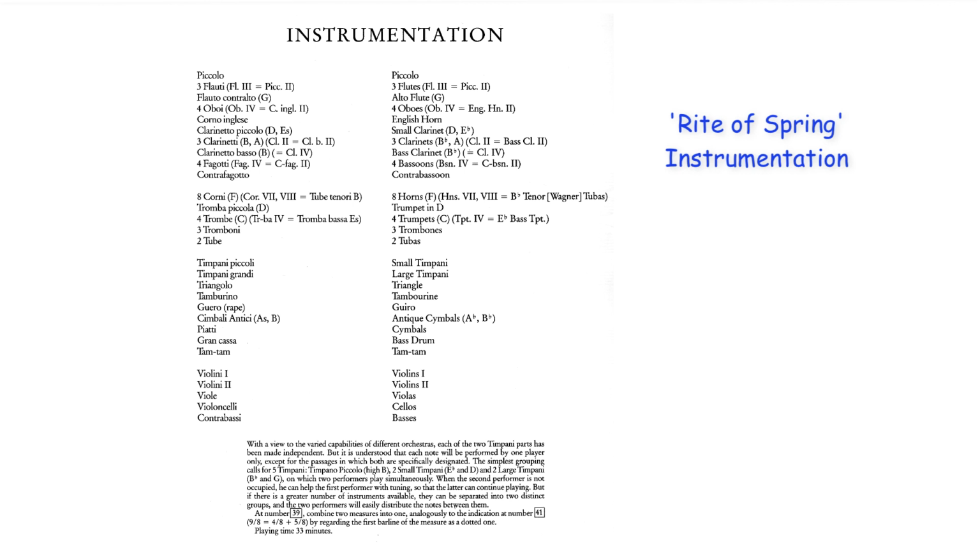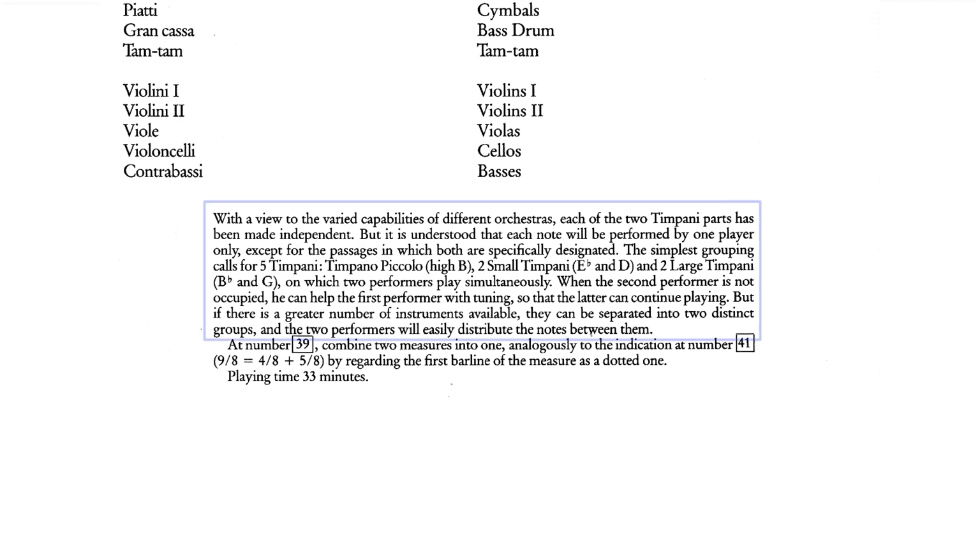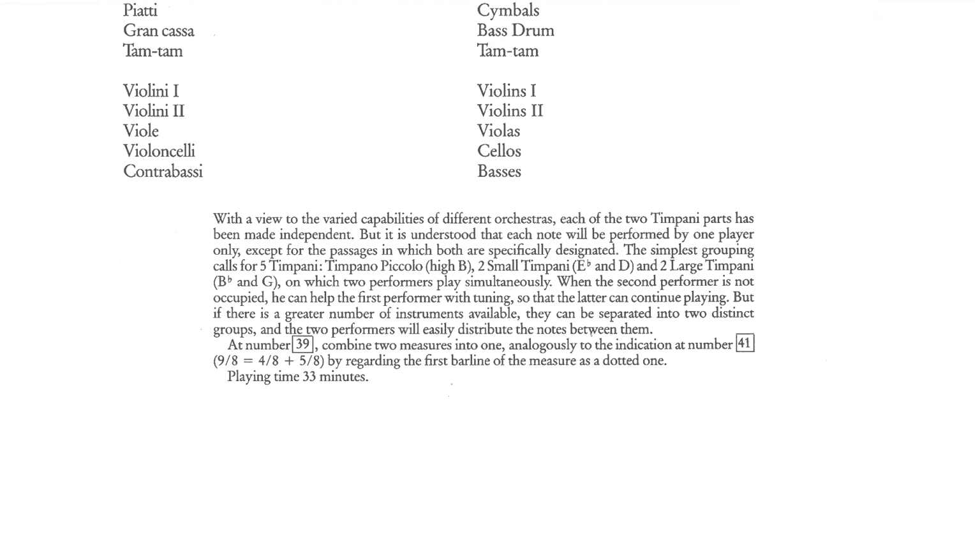For example, Stravinsky also suggests which players should double other instruments, such as the third flautist also plays second piccolo and the fourth oboist also plays second cor anglais. He also discusses performance tips for the timpani, the grouping of bars at rehearsal letter 39, and gives the approximate duration of the work.